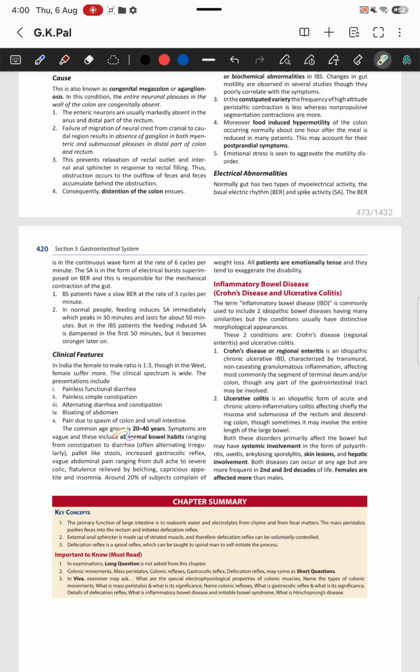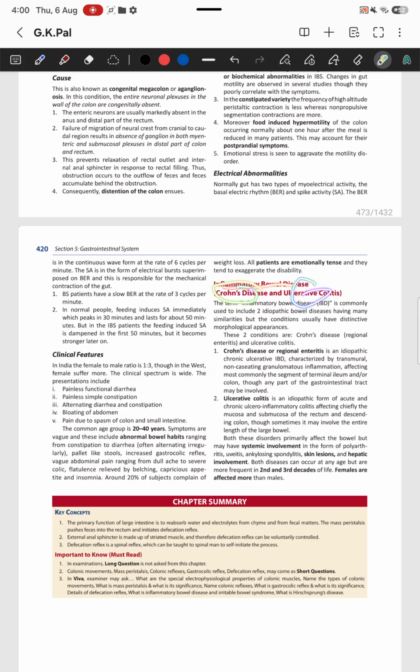Symptoms are vague. These include abnormal bowel habits, ranging from constipation to diarrhea, often alternating irregularly, pellet-like stools, increased gastrocolic reflex, vague abdominal pain ranging from dull ache to severe colic, flatulence relieved by belching, capricious appetite, and insomnia. All patients are emotionally tense and they tend to exaggerate.